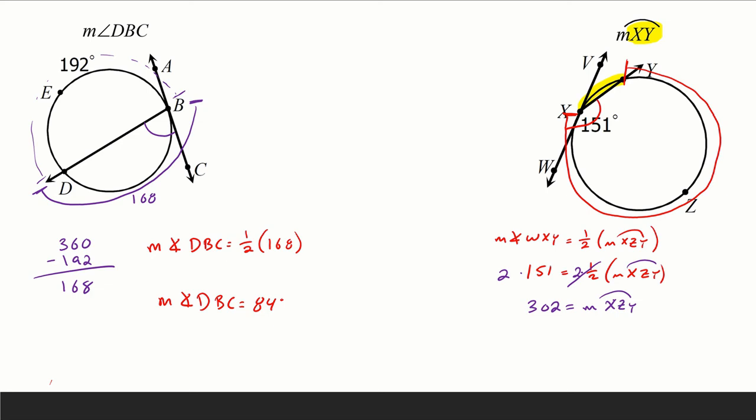XZY. Okay, so once I know that that is the arc measure of XZY, then I can find this arc measure by doing 360 minus 302. And so when we do 360 minus 302, we're left with 58 degrees. So here the measure of arc XY is going to equal 58 degrees.